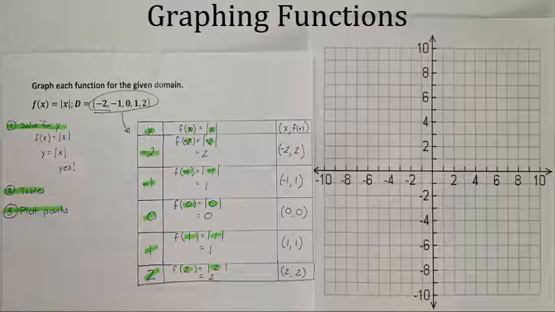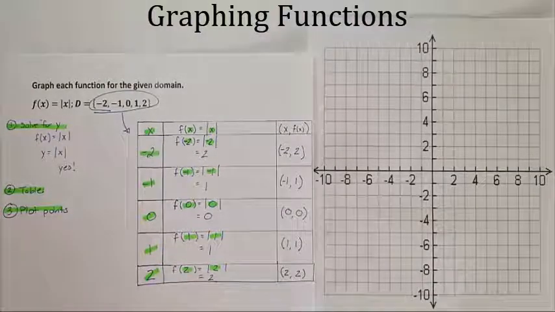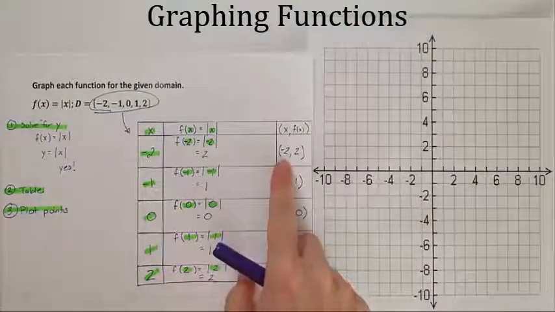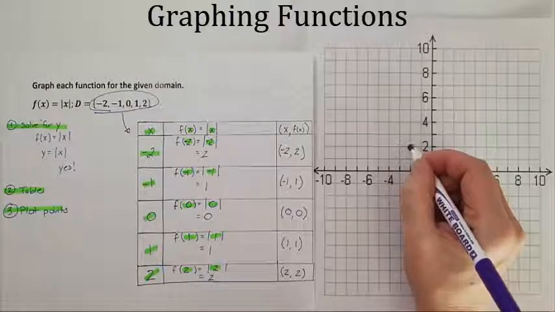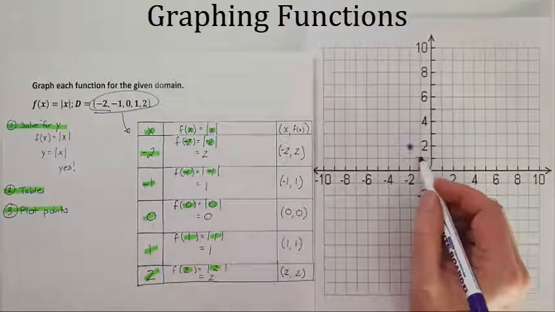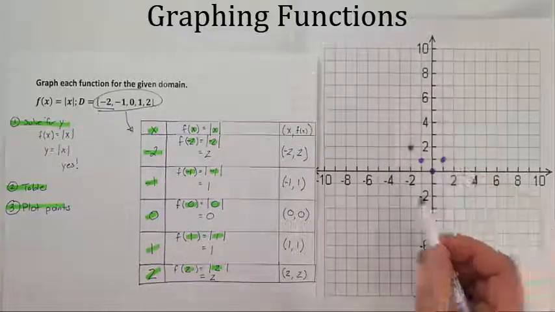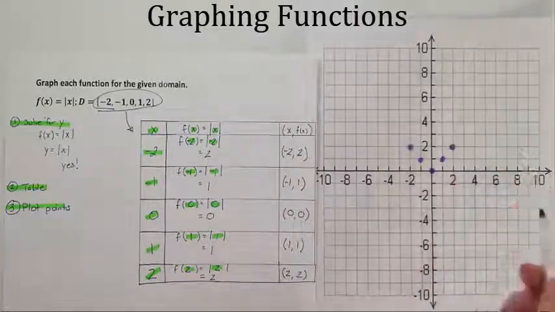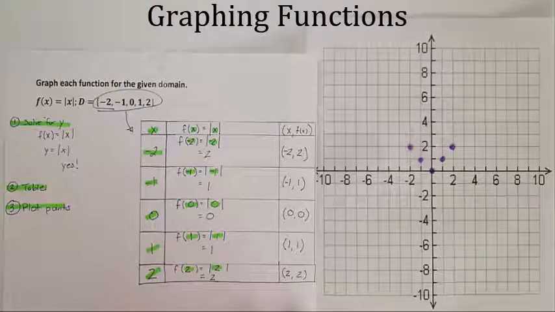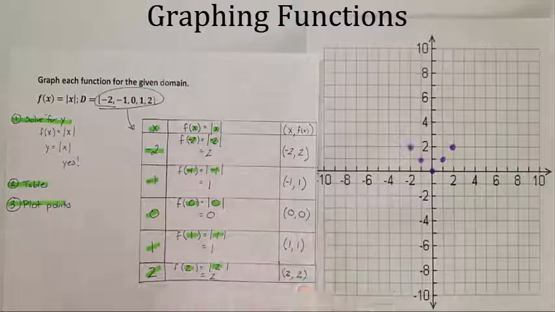So if we are plotting points, then we actually need graph paper. So here is our graph paper. And I am given the coordinate point -2, 2. So -2, 2. -1, 1, 0, 0, 1, 1, and the coordinate point 2, 2. So I went ahead and plotted all of our coordinate points. Now the next step is step 4.